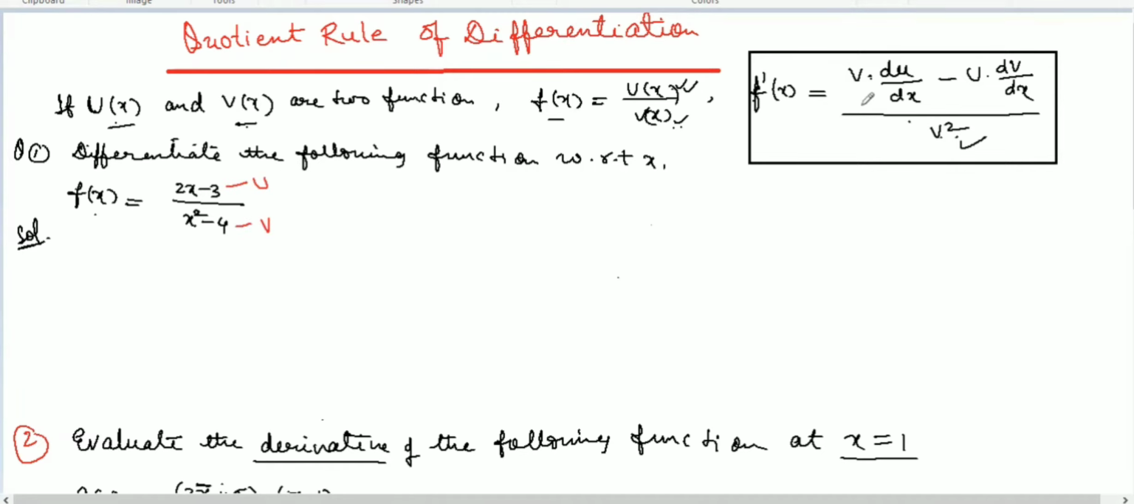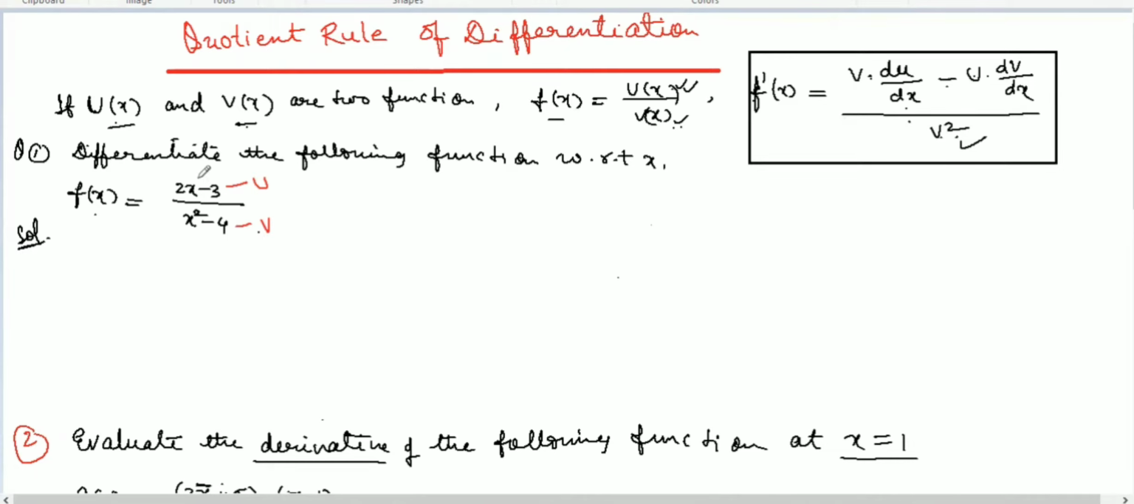v multiplied by the differentiation of u, which is du over dx, minus u times the differentiation of v, dv over dx, which is the differentiation of the denominator, and all over v square. So this is the formula of the quotient rule, and we will use this quotient rule to differentiate this one.